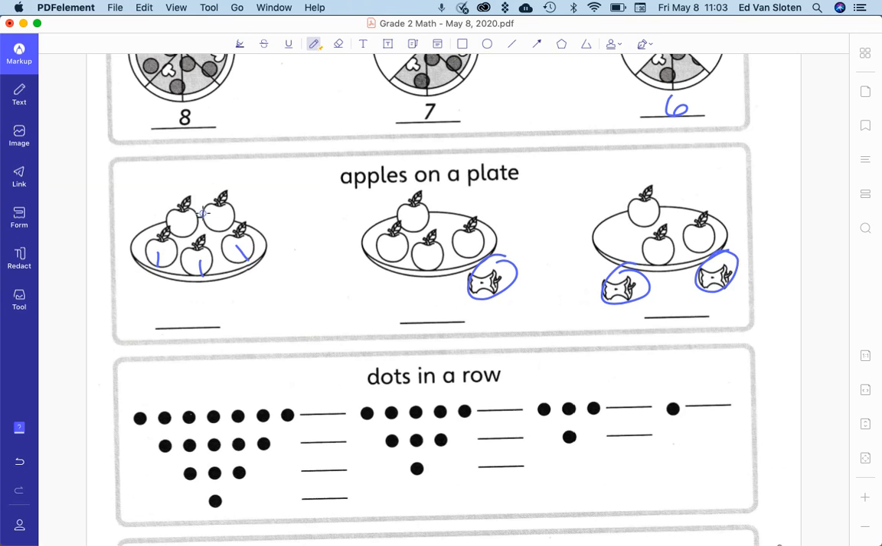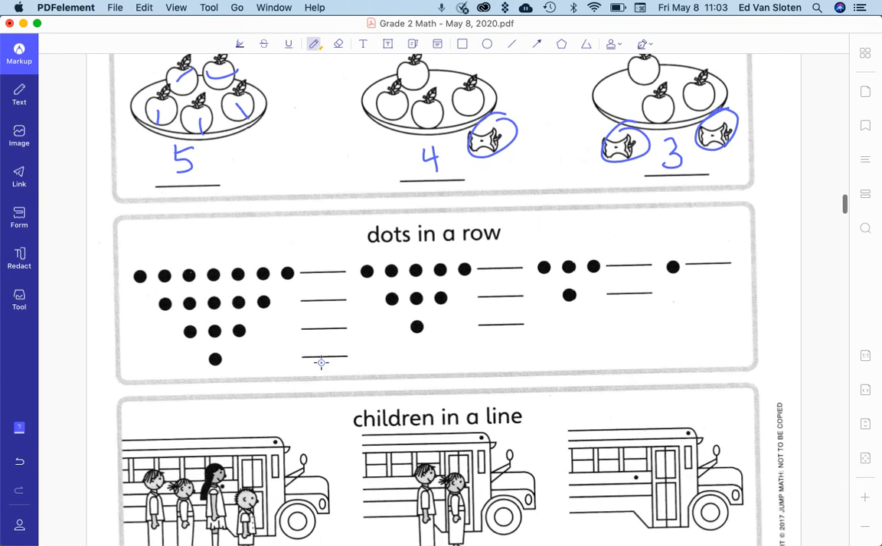1, 2, 3, 4, 5 apples. One's been eaten. That gives me 4. 2. That gives me 3. Well, I like this one. 1, 2, 3, 4, 5, 6, 7, 7, and then 1, 2, 3, 4, 5, 5. So I can tell I'm decreasing by 2s. So I should see 3, and then decrease by 2, and 1. So that was a fun one.